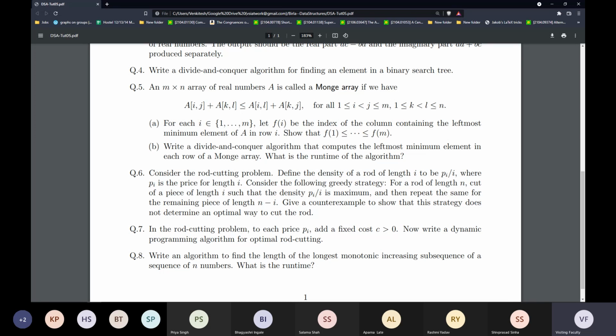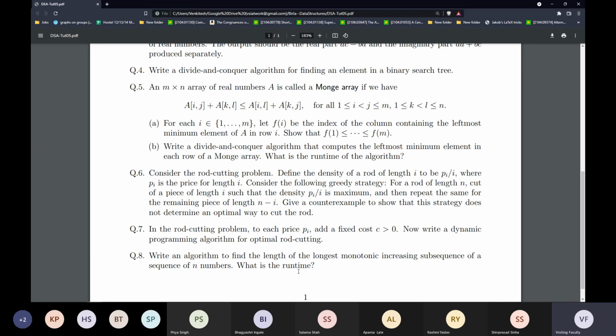Okay. Let's finally do question number 8. Question number 8 is very interesting, in the sense that it is a very small modification, but it solves the answer very nicely. So question number 8 asks for the following: write an algorithm to find the length of the longest monotonic increasing subsequence of a sequence of n numbers. You understand? A subsequence which is monotonic increasing, and the longest possible length of such a subsequence.